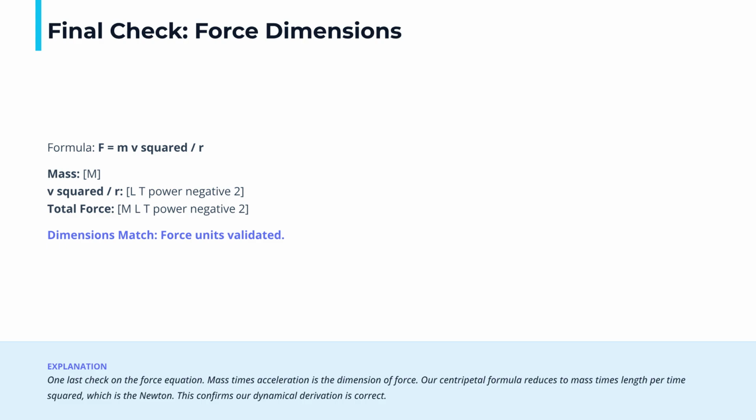One last check on the force equation. Mass times acceleration is the dimension of force. Our centripetal formula reduces to mass times length per time squared, the Newton. This confirms our dynamical derivation is correct.